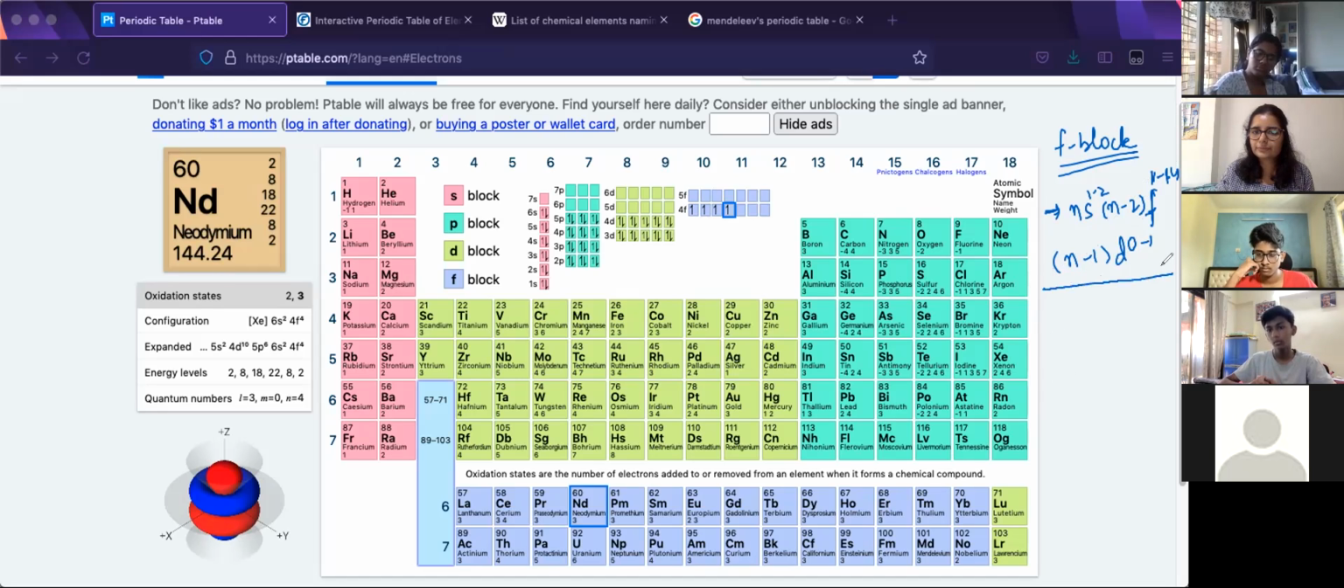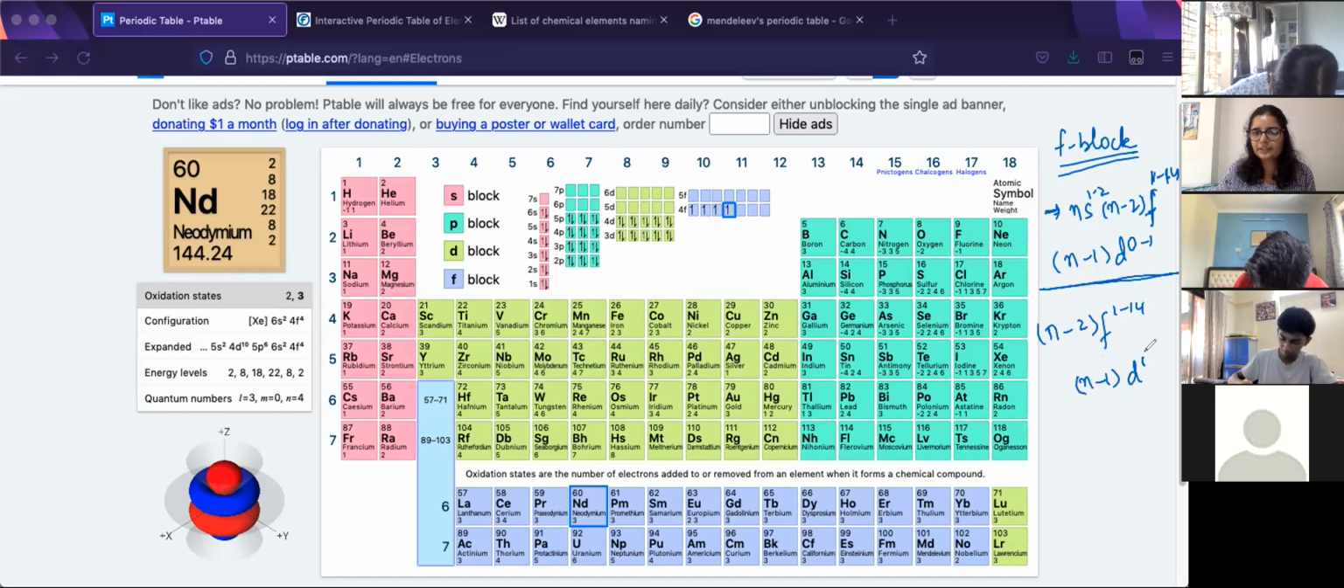Or to denote it properly, you can say सबसे innermost shell is n-2f 1 to 14, then n-1 d 0 to 1, and उसके बाद ns 1 to 2. So this is the sequential inner to outer. This is the order of how the electrons enter.